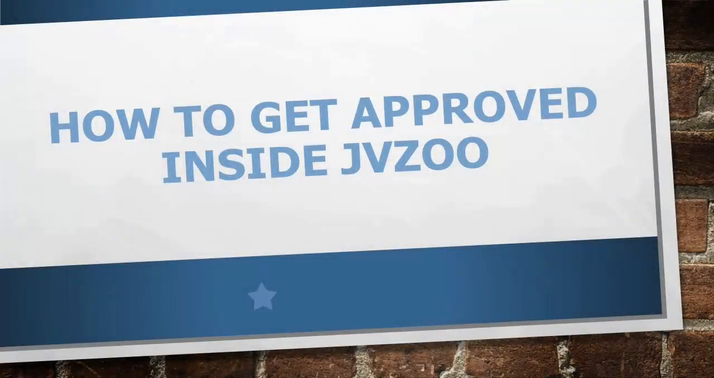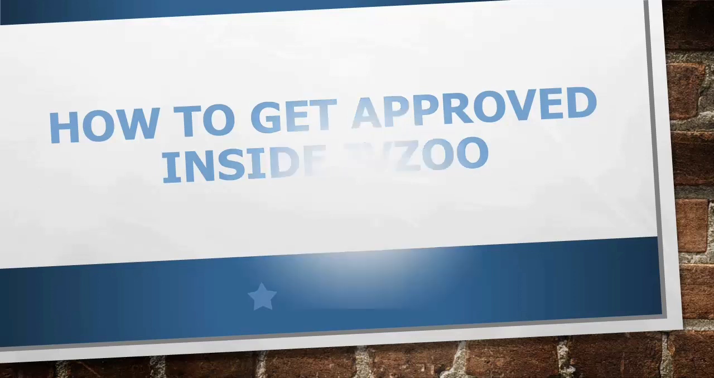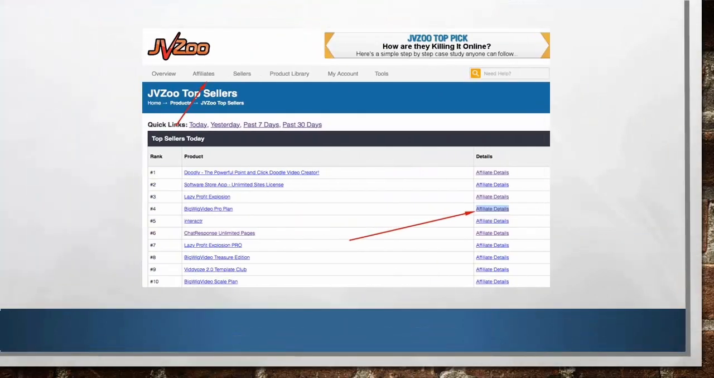In this video, I'll show you how to get approved inside JVZoo. This is especially important for people who haven't started making any kind of sales inside JVZoo or have just created an account. So after you've selected the product you want to promote, how do you get approved as a newbie marketer? Just click on the affiliate details and JVZoo will take you inside the product creator's profile.